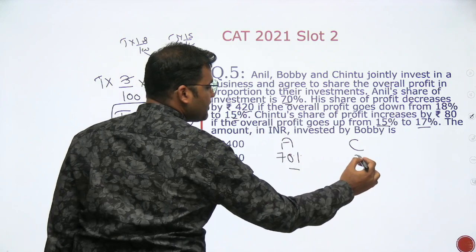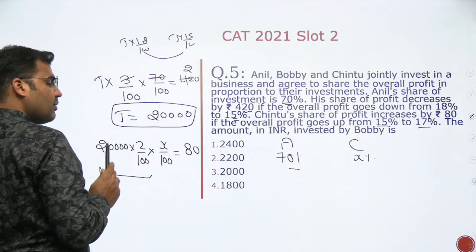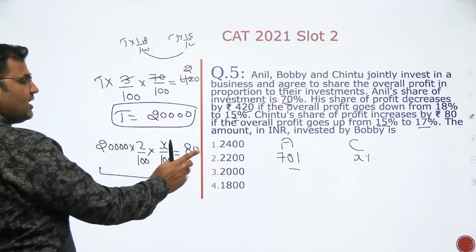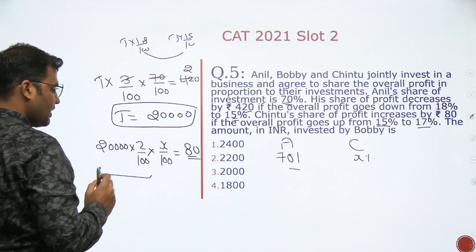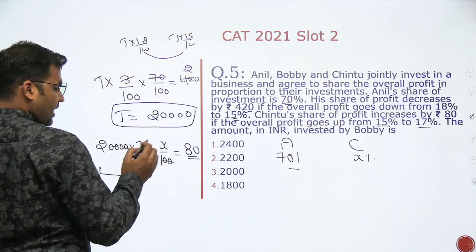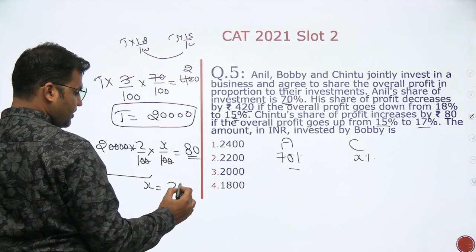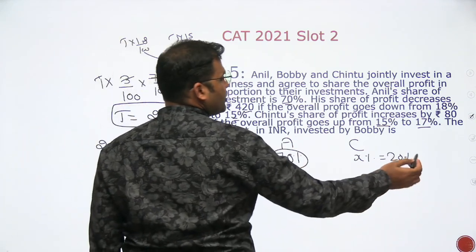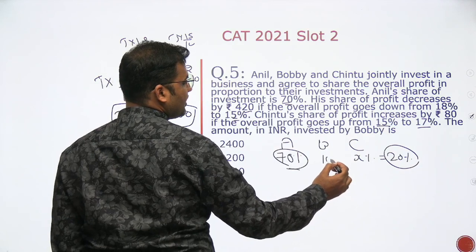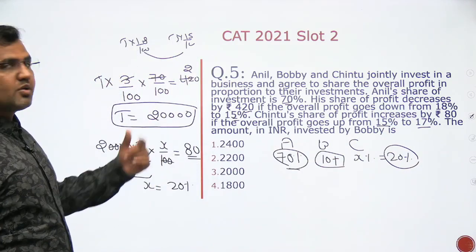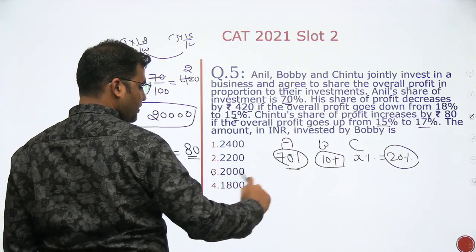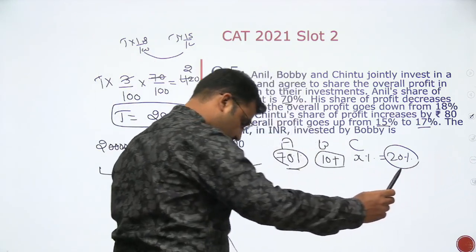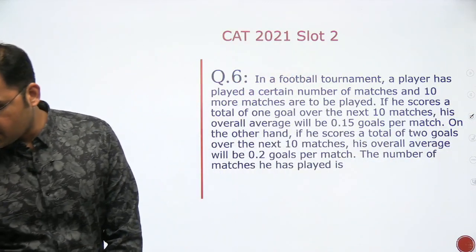So Chintu's investment will tell me how much of the increased profit goes to Chintu. This increased profit's X percent will be equal to 80. It depends on his investment, right? So the value of X would be equal to 20%. So A's investment was 70%, Chintu's investment 10%, so Bobby must be investing 10%. Bobby's investment is 10% of the total. The total is 20,000, so 10% of that is 2,000. That's the investment of Bobby. A simple easy question, two steps and the answer is yours, right? A basic question, guys. Moving ahead to the next question, number 6 now.